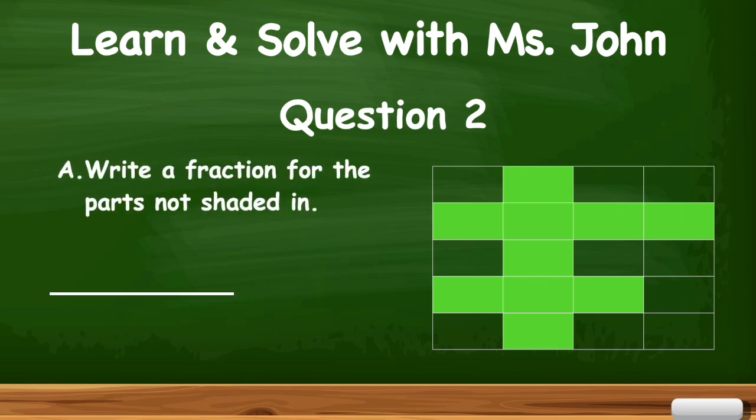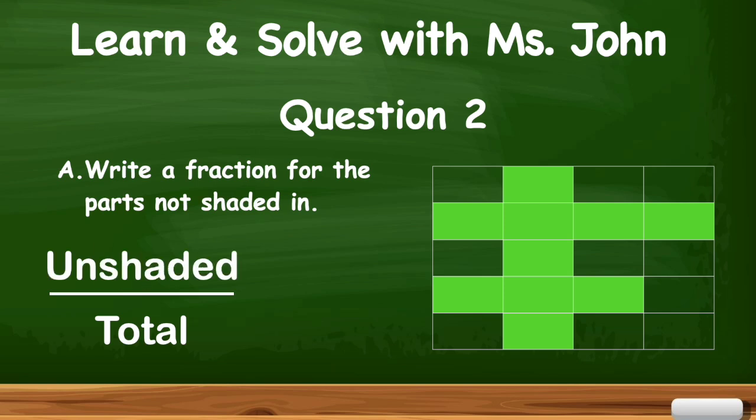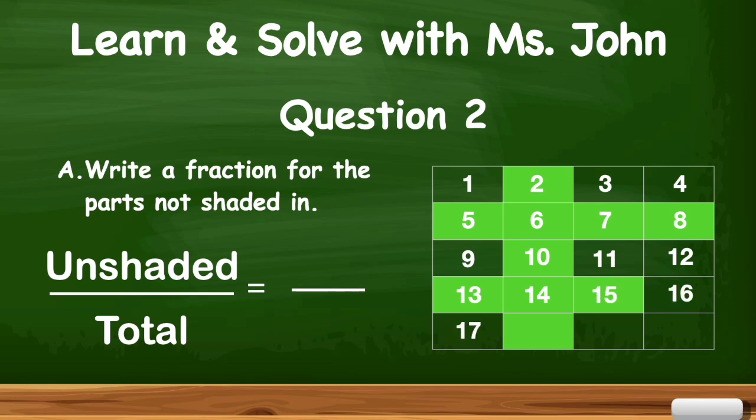Now we're going to write a fraction for the parts that are not shaded in. Again, let's write the equation. So we're going to find the total amount of parts in this image. Then we're going to find the number of parts that are not shaded in. First, let's count the total number of parts in this image. 1, 2, 3, up to 20. So the answer is 20.